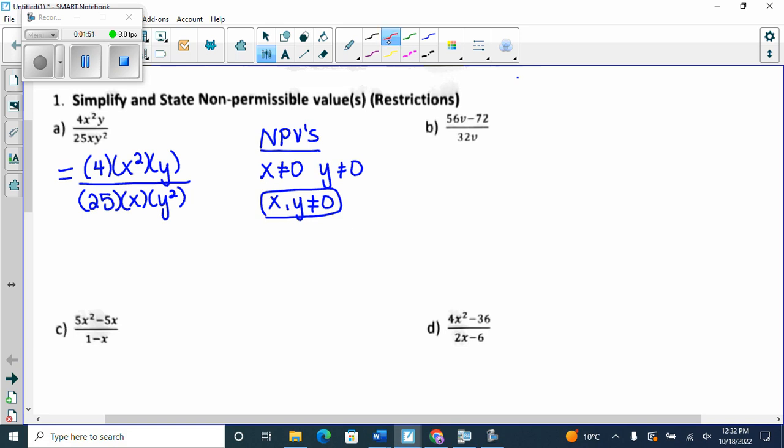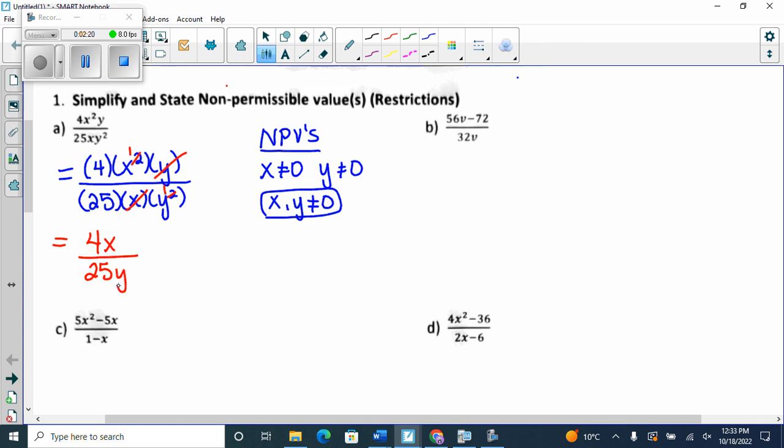So the 4 and the 25, can I take anything out of those? No. Then I have an x squared and an x. So this x can take off itself, which is x to the 1. Then I can take off one of these. So I'm still left with x to the 1 there. This y can cancel off one of these y's, so I'm left with y to the 1 on the bottom. And so I'm left with 4x over 25y.